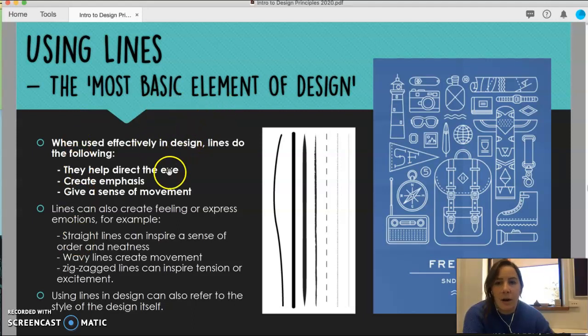The first one is that they help direct the eye. So just the way that lines work, it's that your eyes tend to follow them. They also create emphasis, so if you've ever underlined a word in your writing, you've used it for emphasis. And also they give a sense of movement. And so what I mean by that is that lines that are straight don't give a sense of movement. However, if the line was to be a bit wavy, then that would make us believe that there was some type of movement happening.